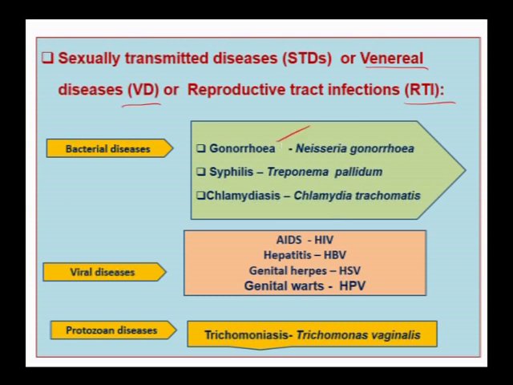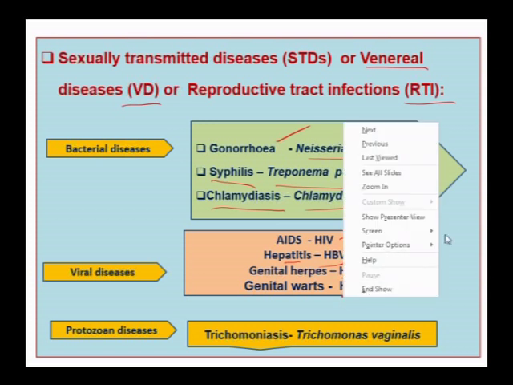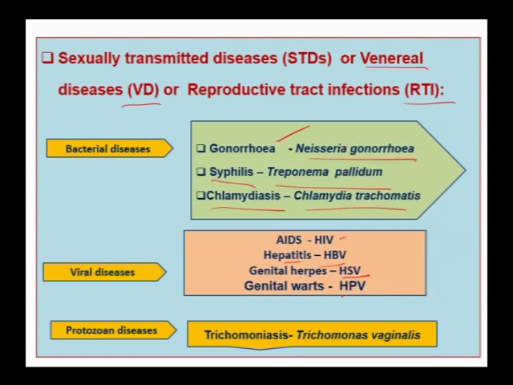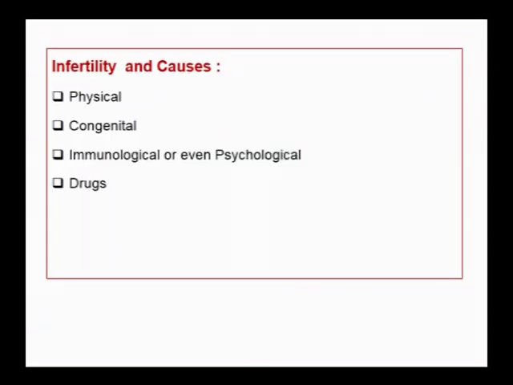Gonorrhea is caused by Neisseria gonorrhoeae, a bacteria. Syphilis is caused by Treponema pallidum, and chlamydiasis is caused by Chlamydia trachomatis. AIDS is caused by HIV, human immunodeficiency virus. Hepatitis is caused by hepatitis B virus. Genital herpes is caused by herpes simplex virus, and genital warts are caused by human papilloma virus, HPV. These are the sexually transmitted diseases.